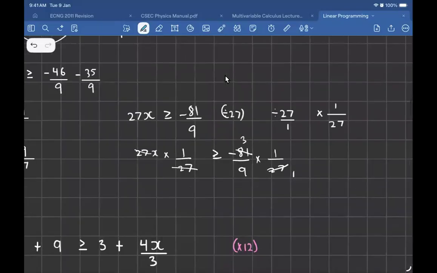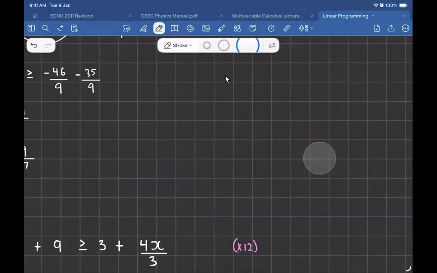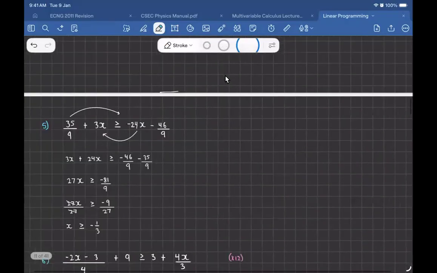So your mistake was writing 27 over 1. If you had written 1 over 27 and plugged that into your calculator, you'd get that correct. Yes, sir. I feel that was my mistake. Yeah, be careful about that.